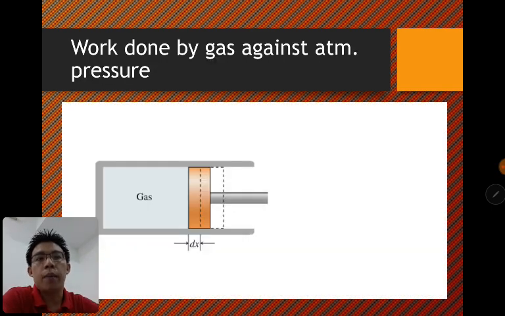There's also work done by gas. So when gas expands against the atmospheric pressure, that means the pressure of the gas inside this cylinder, for example, is larger than the atmospheric pressure outside, then it will expand or push the piston away. Then we say that there will be work done by gas. All right.